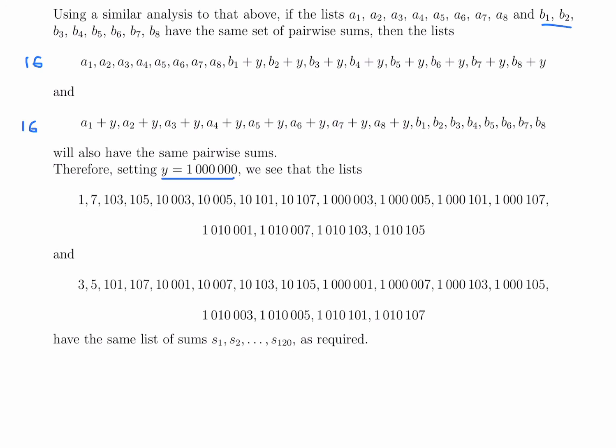And therefore, setting y equals 1,000,000, I don't know why they chose 1,000,000. You can choose any number, really. It's not like 1,000,000 is the only correct one. So some arbitrary number with the certain conditions that I had described above. We see that these lists, and they're just making two lists, have the same list of sums S1 through S120 as required. So it's the same thing. It's just repeating itself with an n that's double to before. Before it was 8, now it's 16. And I think that should be sufficient for this very challenging question.